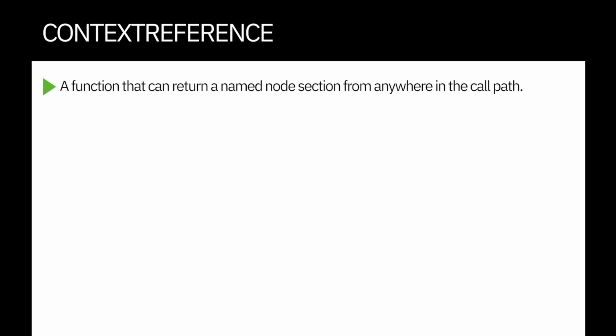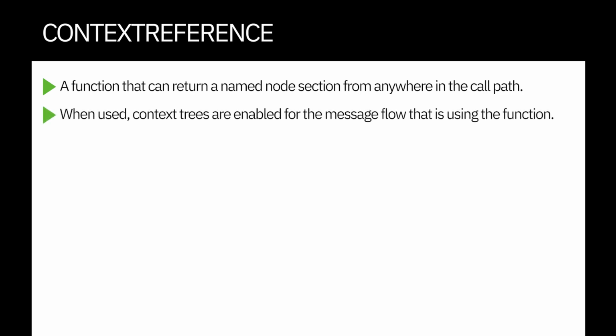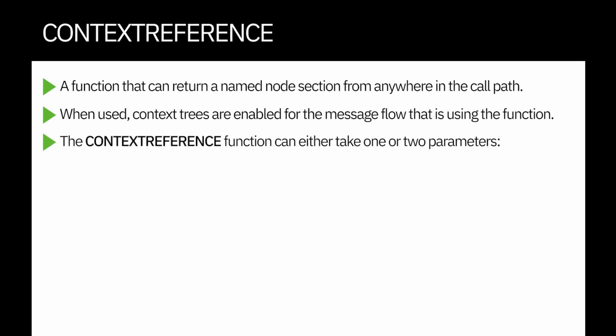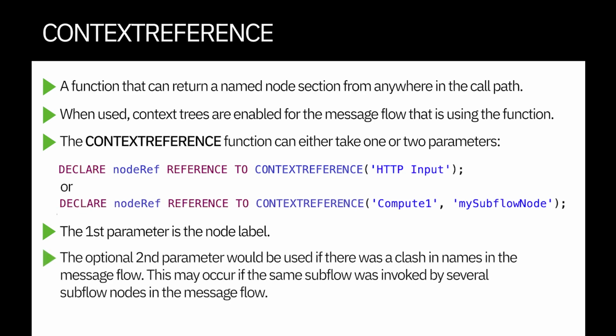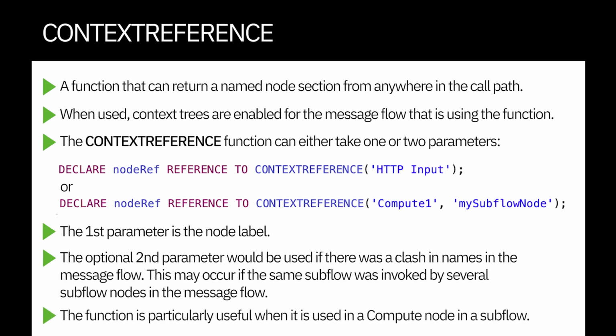So the contextreference function can return a named node section from anywhere in the call path. When it is used, context trees are enabled for the message flow that is using the function. It can either take one or two parameters. The first parameter is the node label. The optional second parameter can be used if there is a clash in node names in the message flow. This may occur if a subflow was invoked by several subflow nodes in the message flow. So the function is particularly useful when it is used in a compute node in a subflow.